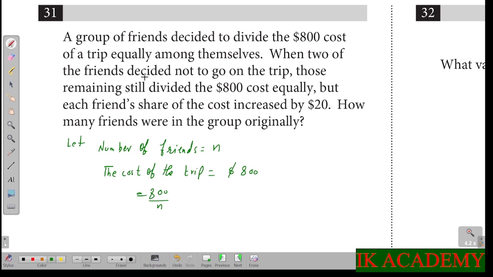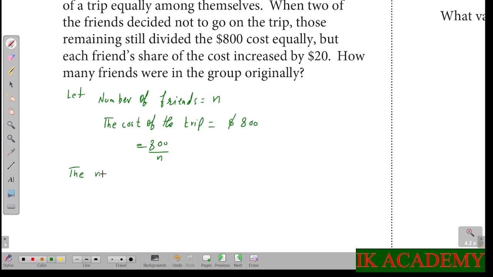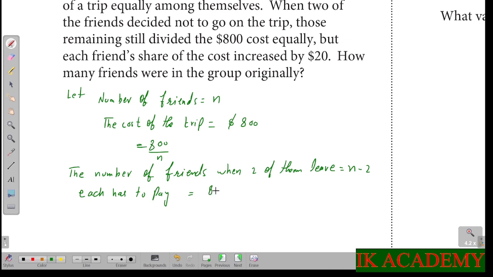Two of the friends decided not to go on the trip. It means the number of friends when two of them leave will be n minus 2. So we subtract 2 from the total number of friends to get the number of friends when 2 leave. Now each has to pay 800 divided by n minus 2.